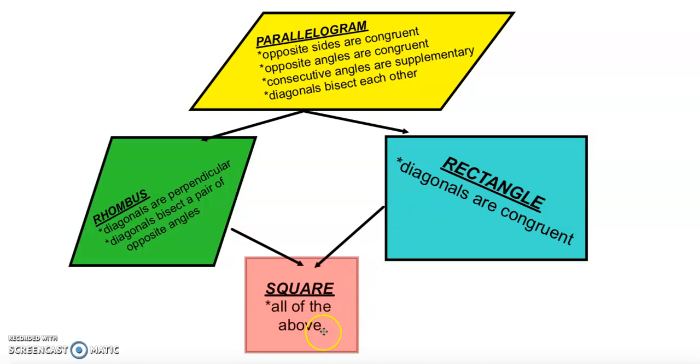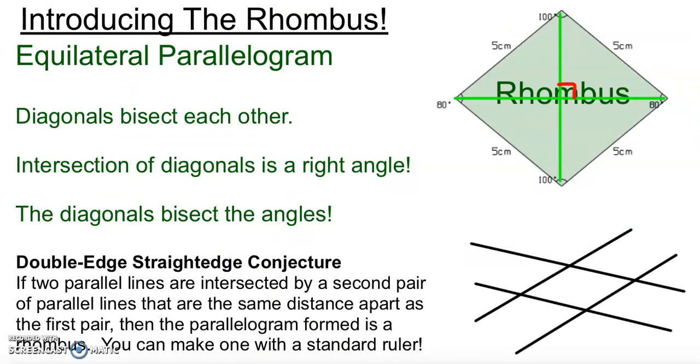And then we move down to square, and square does everything. Square, the opposite angles are congruent, the opposite sides are congruent, the consecutive angles are supplementary, the diagonals bisect each other, diagonals are congruent, diagonals are perpendicular, and diagonals bisect the angles. So square is super special. It does like a lot of stuff. So we're going to get more in depth into each one of these figures.